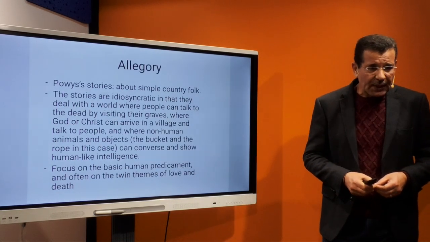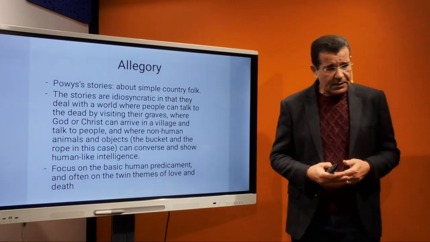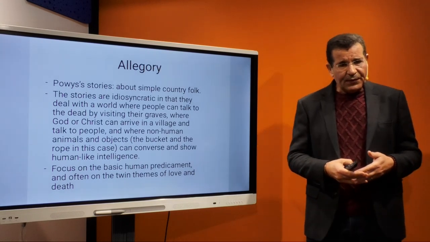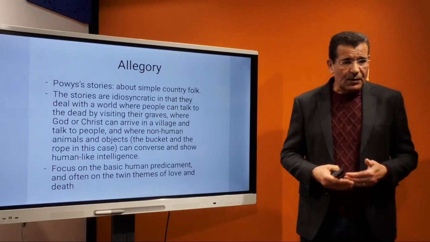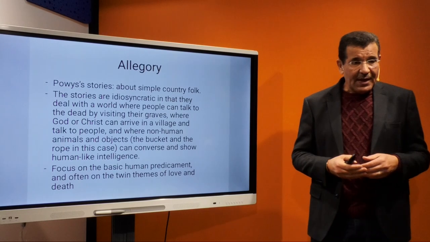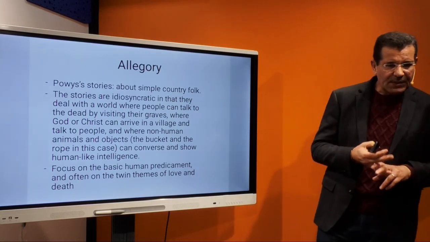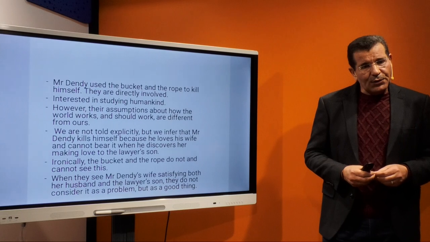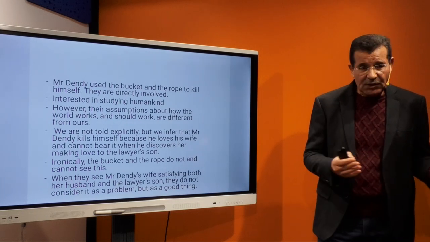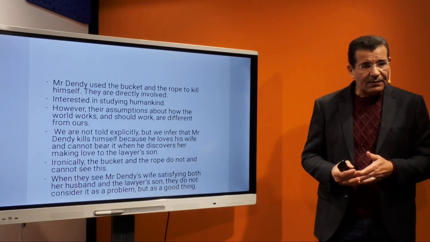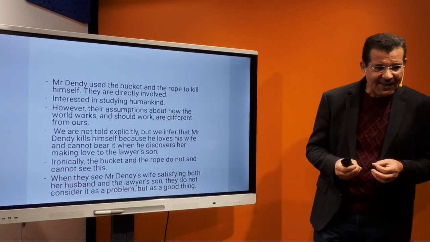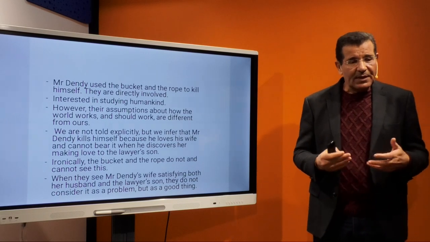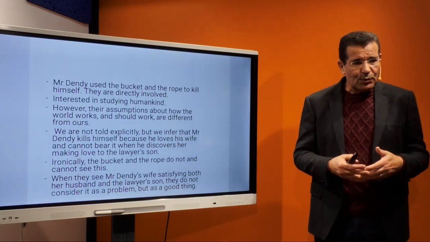When we see allegory again, The Bucket and the Rope talks about simple country folk. And here we find characters, objects, which can converse and show human-like intelligence, and they focus on the basic human predicament, and often on the twin themes of love and death. In the story, Mr. Dandy, the major character, uses the bucket and rope to kill himself. So they are directly involved. And when they are involved there, they are interested in studying humankind. However, their assumptions about how the world works and should work are different from ours.